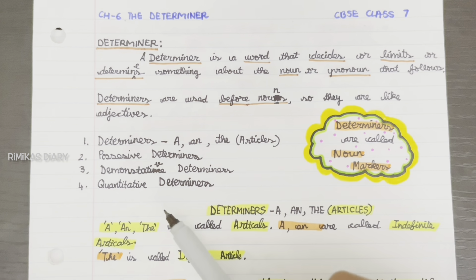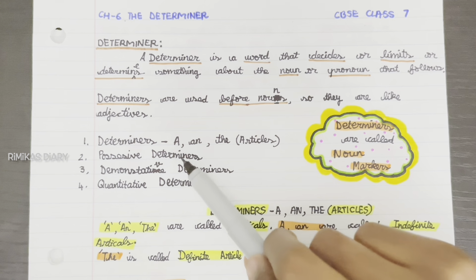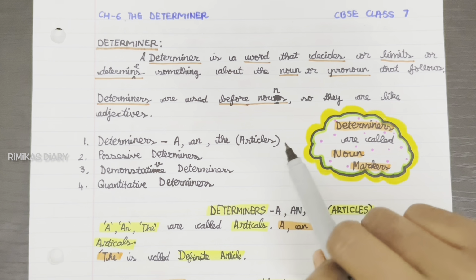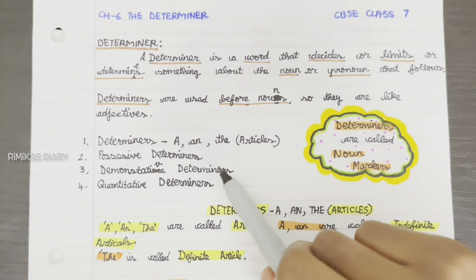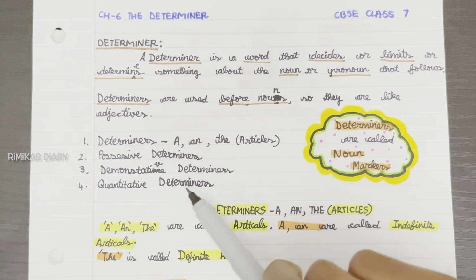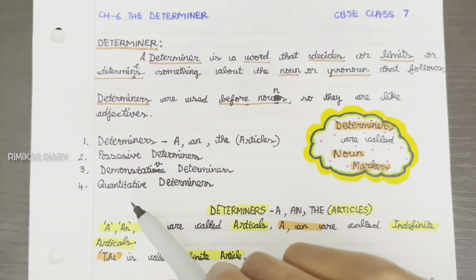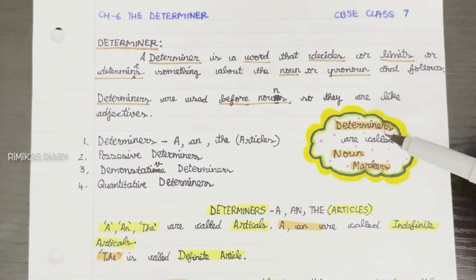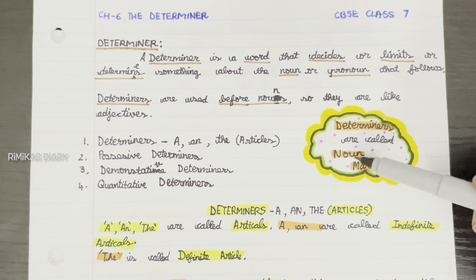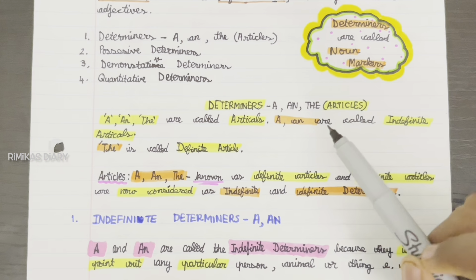There are four types of determiners. The first type, determiners a, an and the, which are articles. Second, possessive determiners. Third, demonstrative determiners. Fourth, quantitative determiners. Determiners are called noun markers.